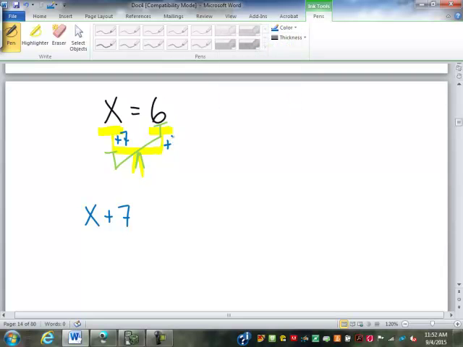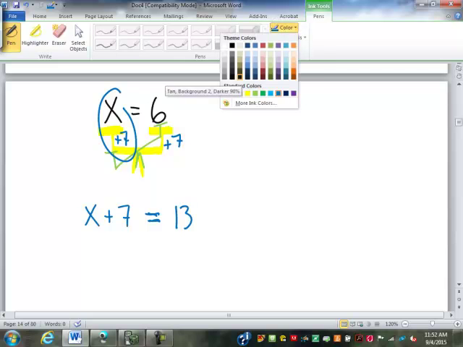I have to do the exact same thing to the other side. I have to add 7 to the other side to keep it balanced. So over here it is now x plus 7, but that now equals 13. 6 plus 7 is 13 instead of 6. So we just built onto that equation, made a slightly more complex equation.